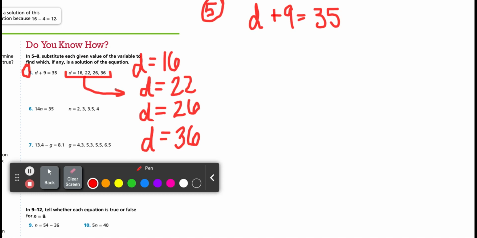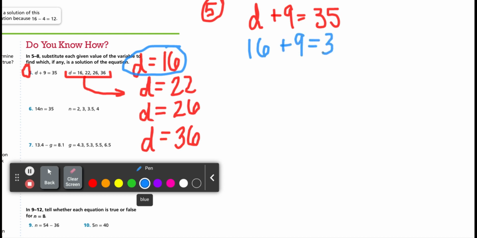We're going to take that first value, d equals 16, and plug it in. Anywhere we see a d, I'm going to write 16. So we would have 16 plus 9 equals 35. I should see this work in your notebook. Now we evaluate the left side of this equation. What's 16 plus 9? 16 plus 9 is 25. So we're asking, is 25 equal to 35? Nope. So d does not equal 16.